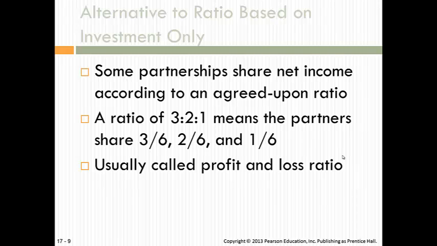Another common method of allocating net income is to use a ratio agreed upon by the partners in advance. The partners can agree to allocate net income however they like. An example of an agreed upon ratio is 3 to 2 to 1. This means the total is 6. You arrive at the total by adding all the numbers up. One partner gets 3/6, another gets 2/6, and another gets 1/6. This is called a profit and loss ratio.